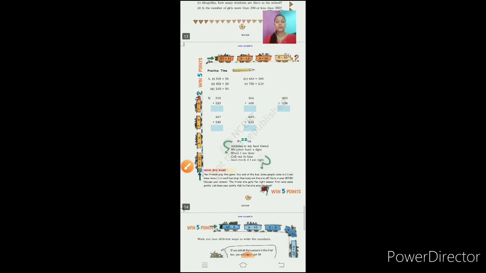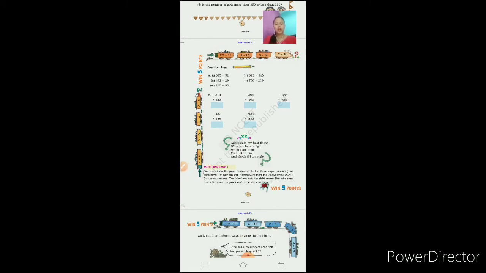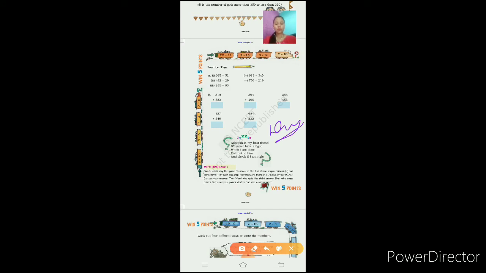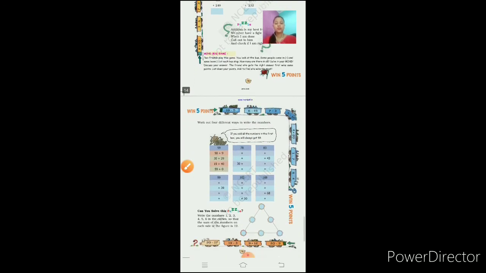Now it's practice time and it's very easy. अगर आपको पहले के पेजेस समझ में आ गए हैं, so it's very easy for you. So do it by yourself. Okay. Now come to the next page.